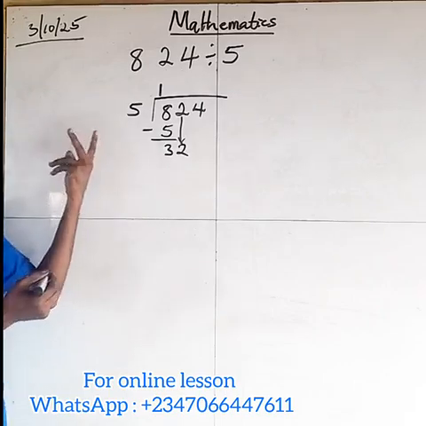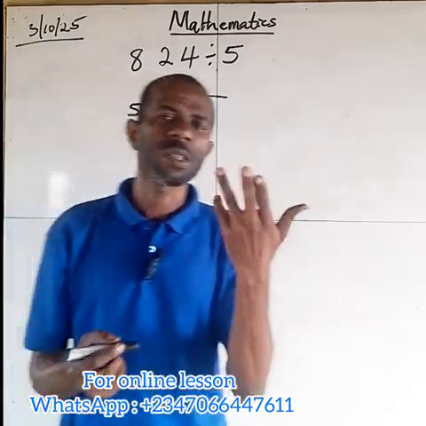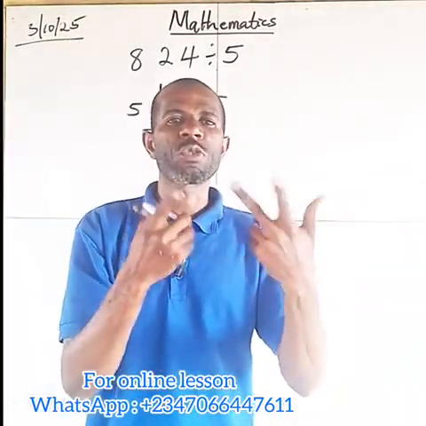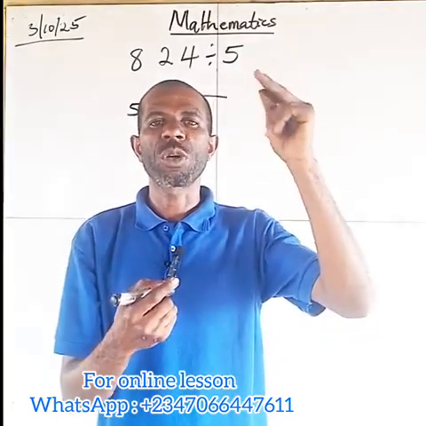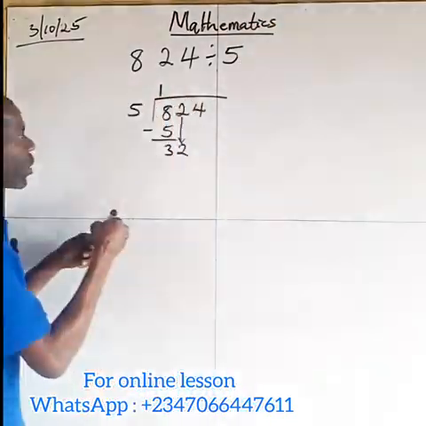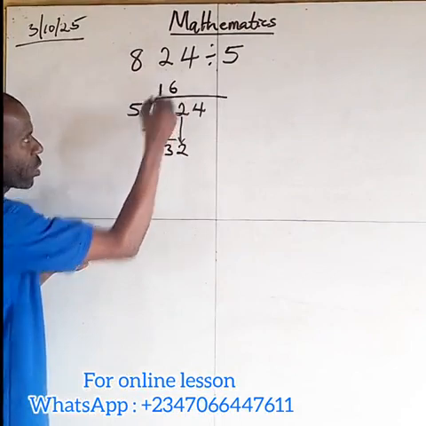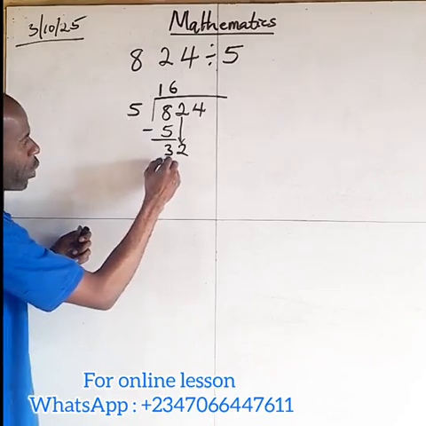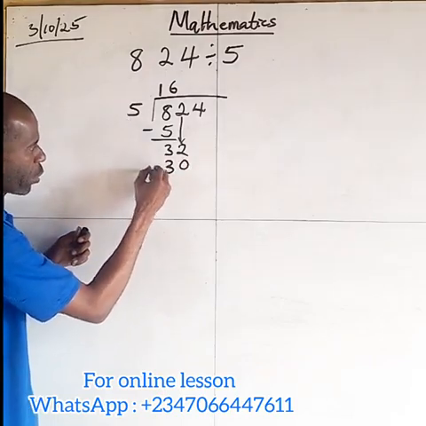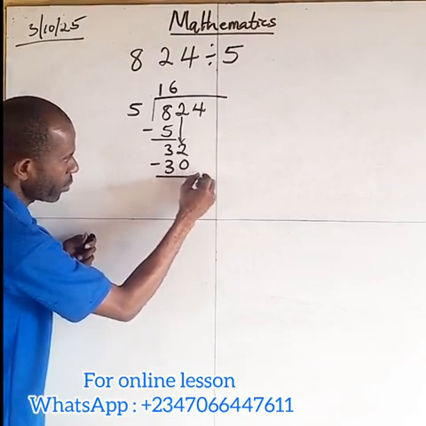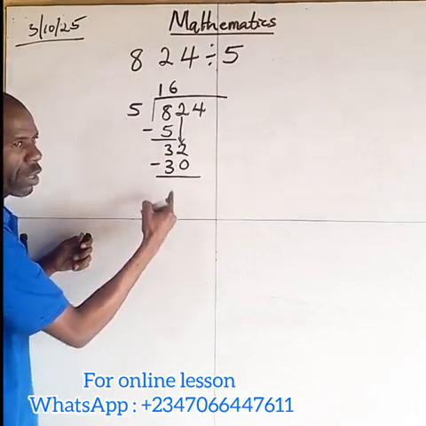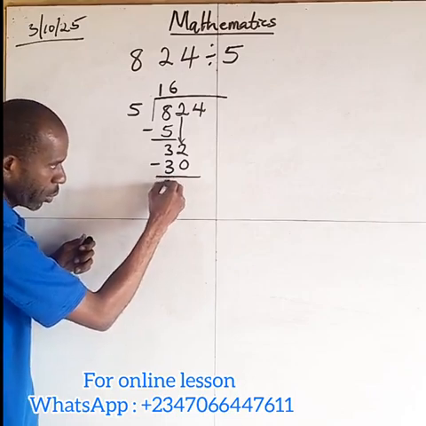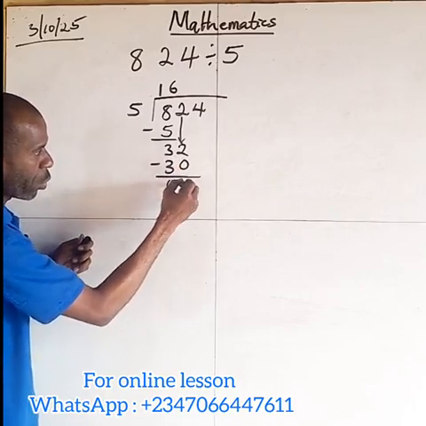How many times do you think 5 can go into 32? That is 5 times 5 is 25. 5 times 6 is what? 30, which means it can go there 6 times. You write 6, okay? Then 6 times 5, it will give us 30. Then let us subtract now. Subtract. This one minus this is 0. Then 2 minus 0 is 2.